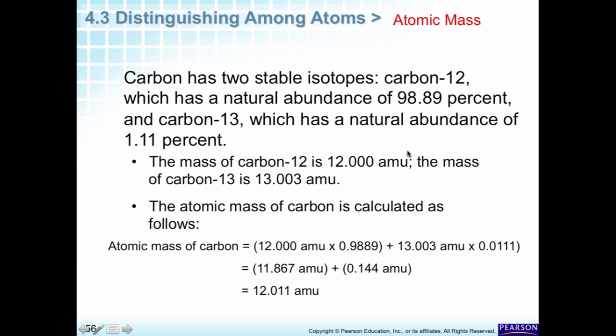So let's see what that looks like. So here's carbon. We said it was mostly carbon 12 and a little bit of carbon 13. So we have 12 and 13. So we have 12 AMUs times 0.9889 plus 13.003 times 0.01111. So that's the masses times the relative abundances. We get two answers. We add them together, and we get 12.011 AMUs. Okay, that's how you do it. That's all there is to it.